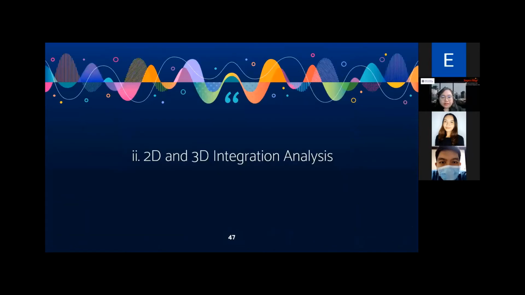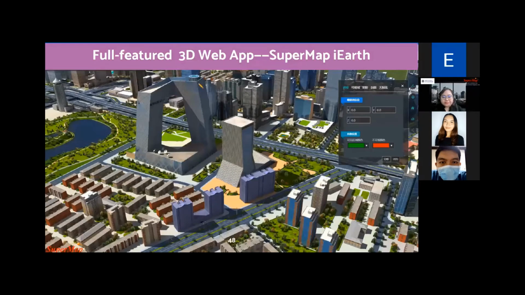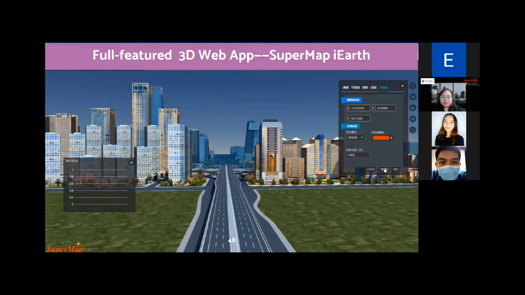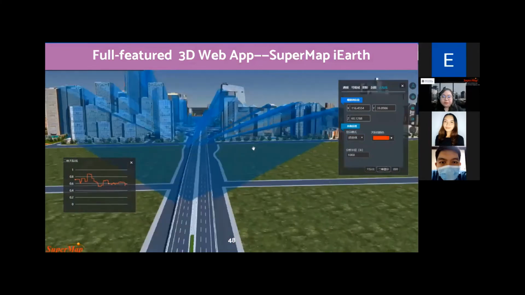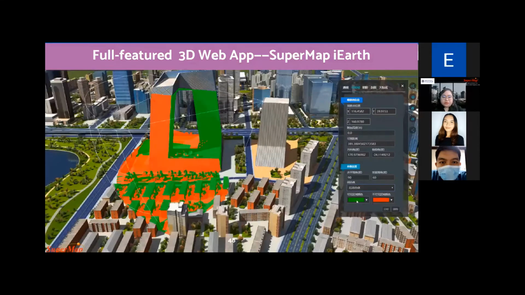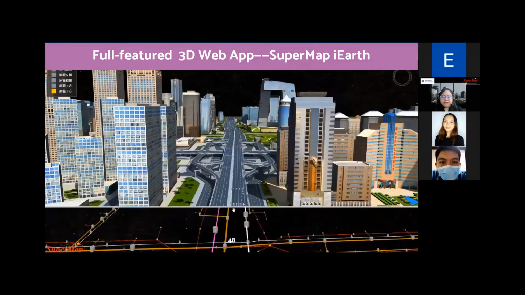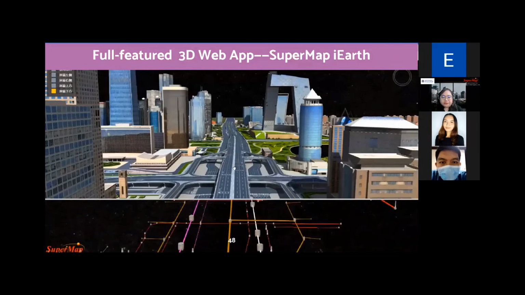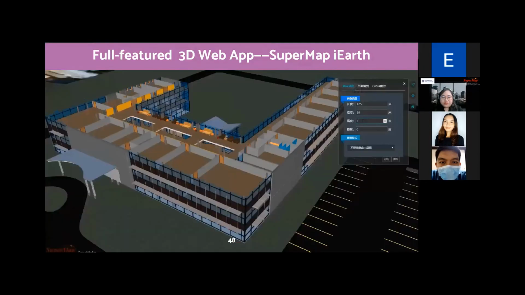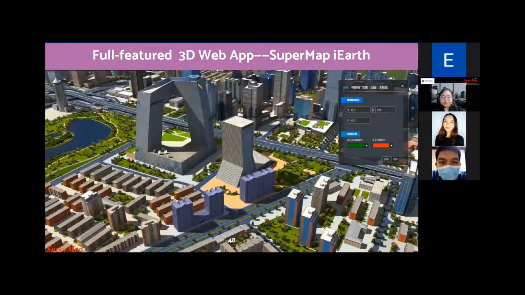Next is 2D and 3D analysis. We can do skyline analysis and also visibility analysis to see which are visible from a viewpoint. We can also see the underground view together with the surface models at the same time on the same platform. And we can also show the different sections of a building.